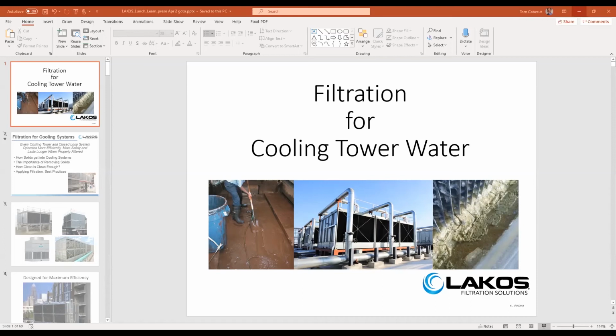The next thing would be utilize the Lakos engineering department for your sweeper piping designs. They can kick them out pretty quick for you, and they always work. One thing I've always seen is you don't have a bad sweeper application if you use the Lakos design.